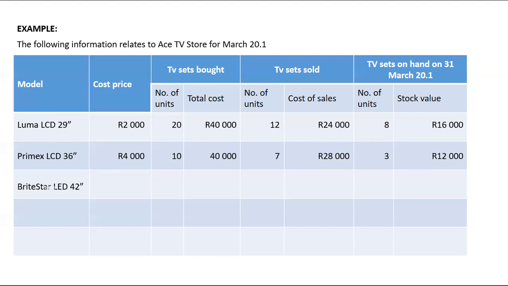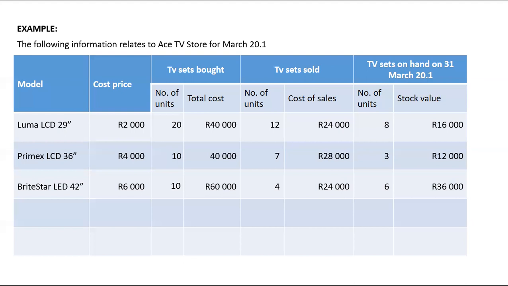And then we've got the Bright Star LED 42-inch. Cost price here is 6,000. If we bought 10, they'll give us 60,000. If we sold 4, we'll simply take 4 times 6, which will give us 24,000. And obviously we have 6 remaining. 6 times 6,000 will give us 36,000. I mean, in this case, it's actually the value of the closing stock, which is 36,000.